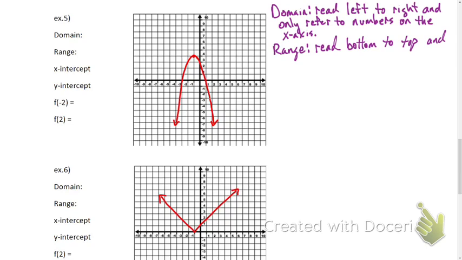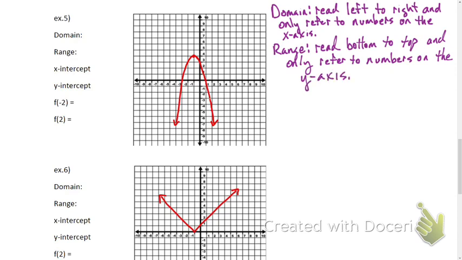And only refer to numbers on the y-axis.